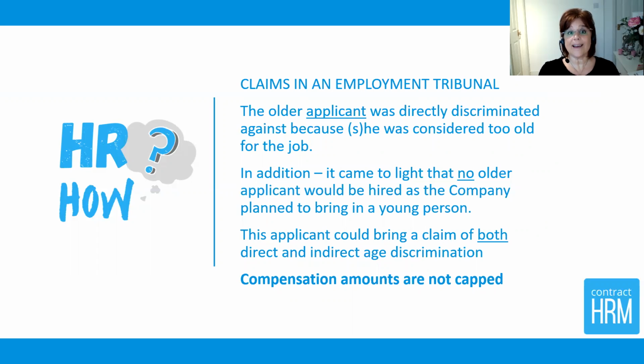So putting those 2 examples together, if we looked at that in the context of a claim, the older applicant was directly discriminated against because he or she was considered too old for the job. They were told they couldn't have the job, and that was directed at them personally. So direct discrimination. In addition, when thinking about that unfair treatment, the candidate looked at the different reasons given to them, and it came to light that maybe in their defense, they had no intention of employing an older worker and they were planning on bringing in a younger person. That would be indirect discrimination, of course. So this applicant could potentially bring a claim for both direct and indirect age discrimination.